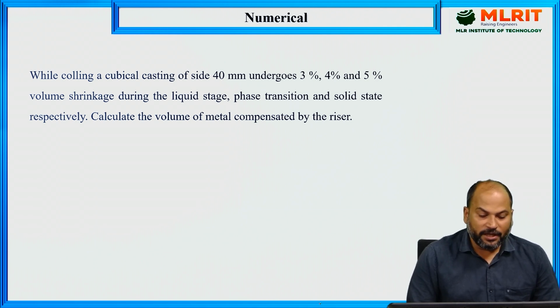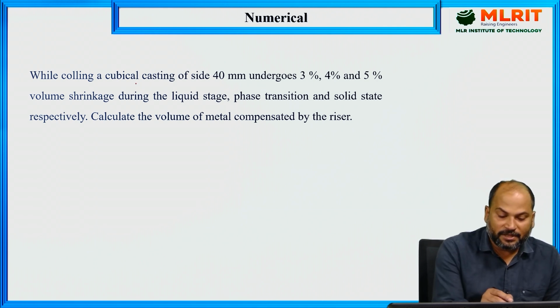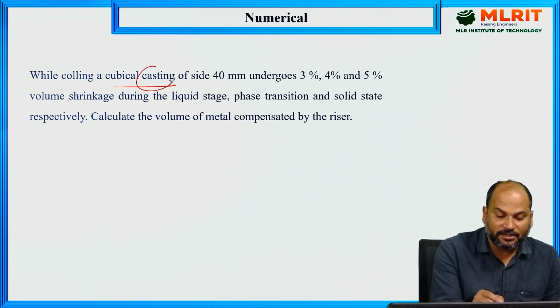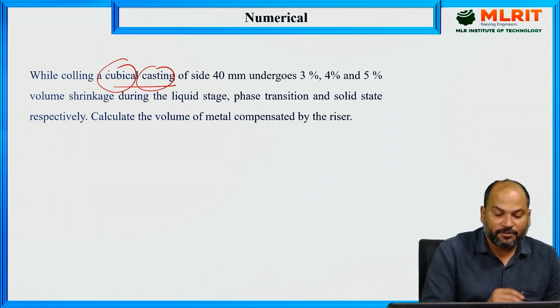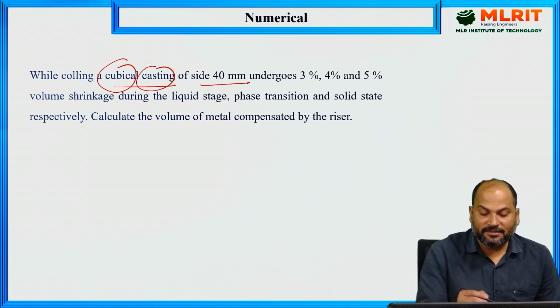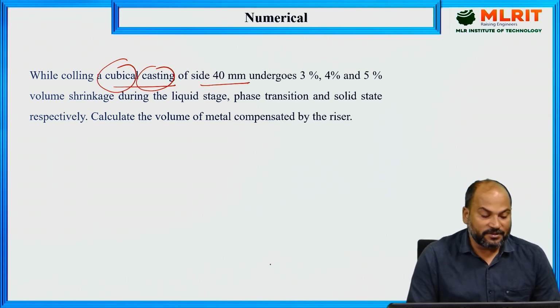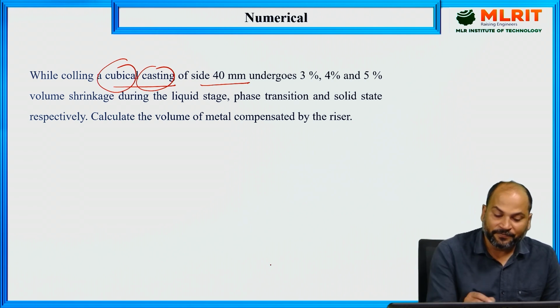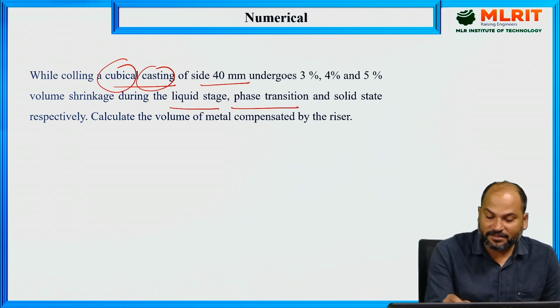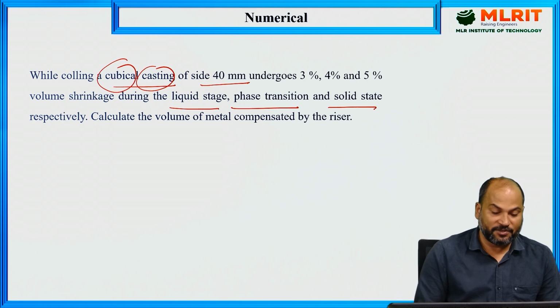While cooling a cubical casting, here also the shape of the casting is cubical. The side is 40 mm, and it undergoes 3%, 4% and 5% volume shrinkage. Three shrinkages that the casting goes through: 3%, 4% and 5% during the liquid state, phase transition and solid state respectively.